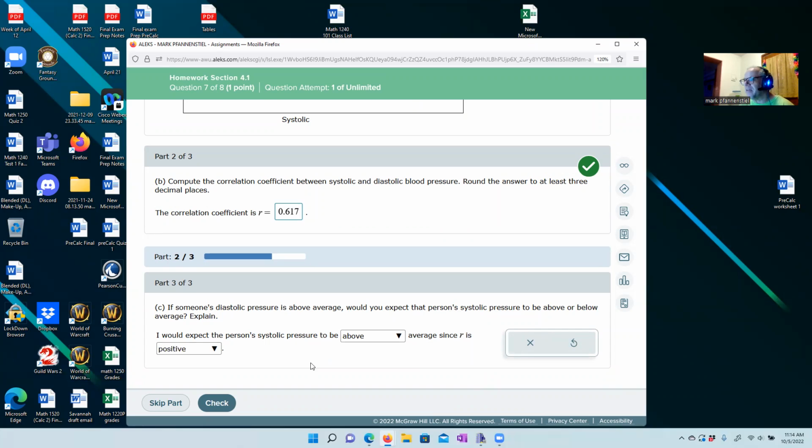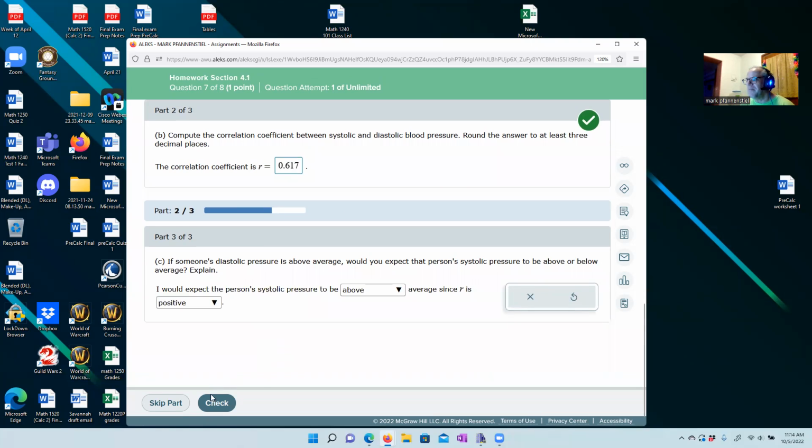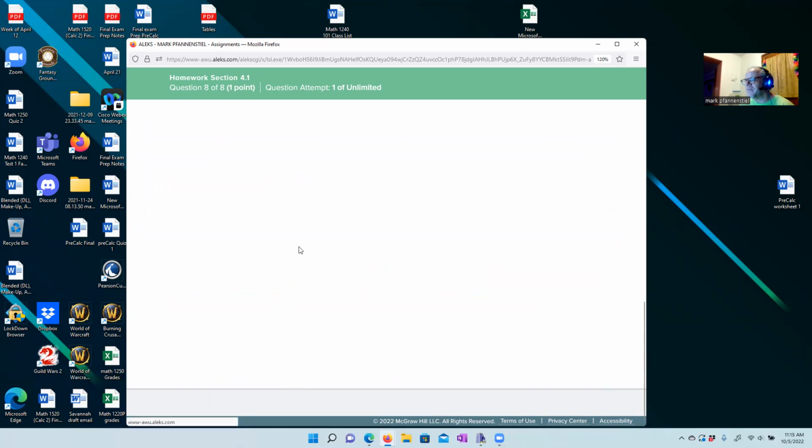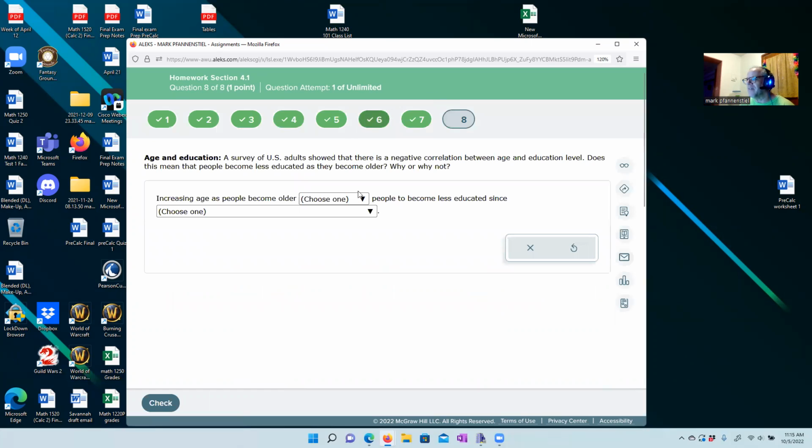I'm not saying that the systolic is causing diastolic to be up. That's not what we're saying. We're just saying they both happen to move up at the same time. Maybe you had a lot of salt. Maybe you had a bad day where you got stuck in traffic and people are yelling at you, so you're a little stressed. So they're both up. Okay, so there we go. And then we're going to continue on. I'm just going to finish the last little one here.